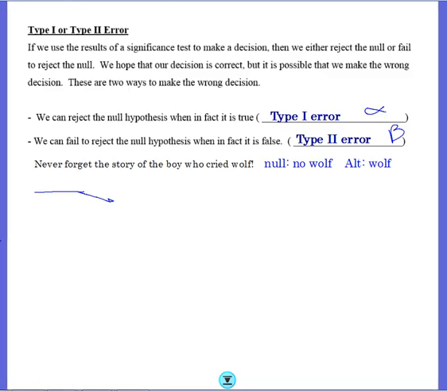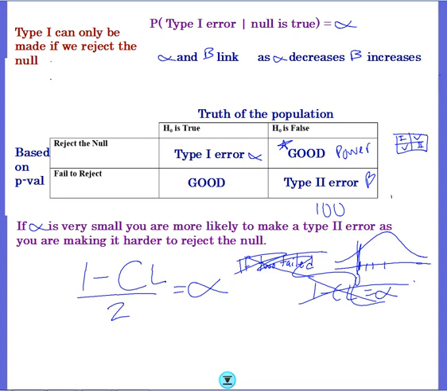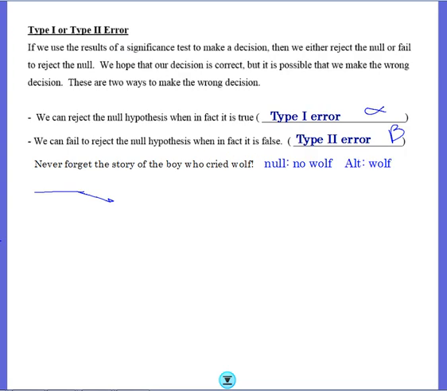Most of the notes here today are about our Type 1 and Type 2 errors. We essentially say that if we reject the null hypothesis when the null is actually true, that's called a Type 1 error. Alpha represents the probability of making a Type 1 error. If we fail to reject the null hypothesis when the null is actually false, that's a Type 2 error. That is sometimes referred to as beta.